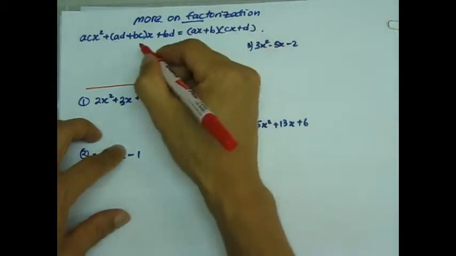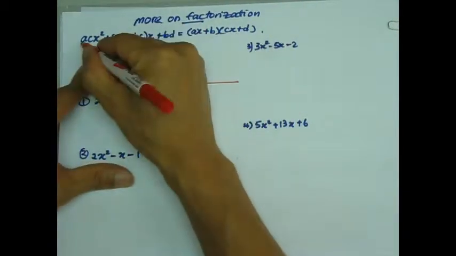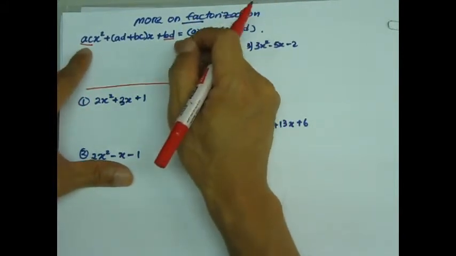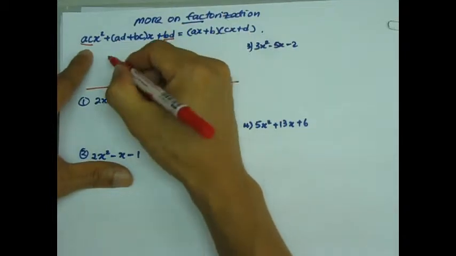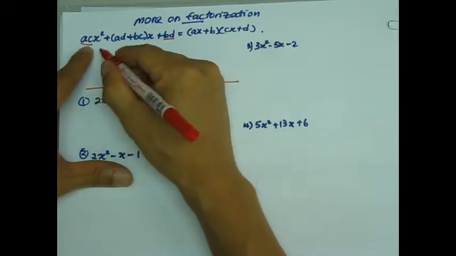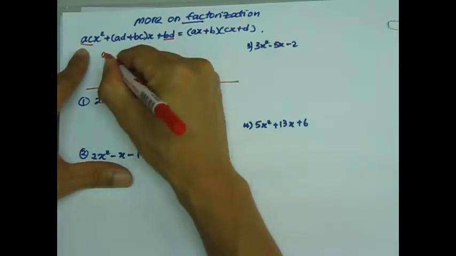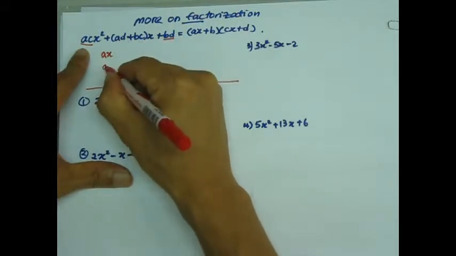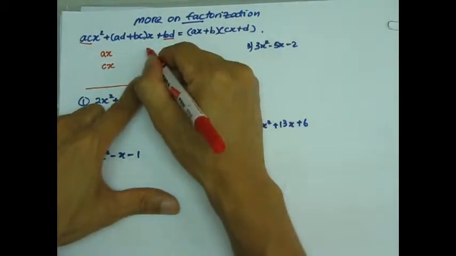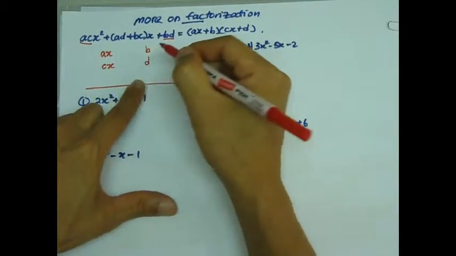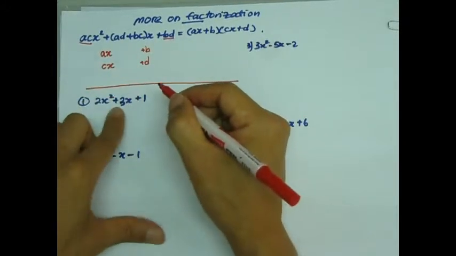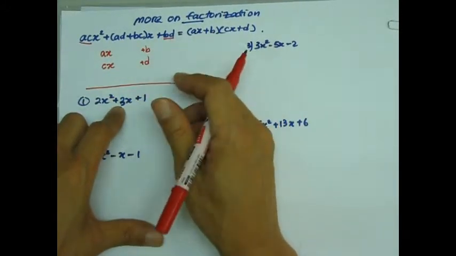The way of doing it is to consider acx squared and the bd here, the coefficient of x squared and the constant term. I write these in terms of columns. What can I multiply together to get acx squared? So I write this as ax and cx in a column. And bd, I can rewrite as b and d in a column again. Here, please put in the sign, plus sign for example, or it could be negative, depending on the situation.